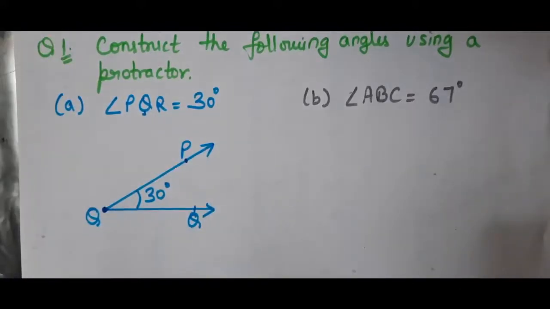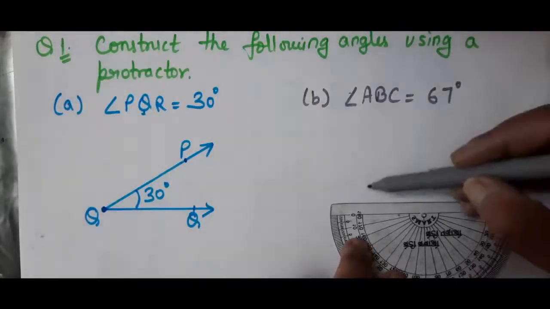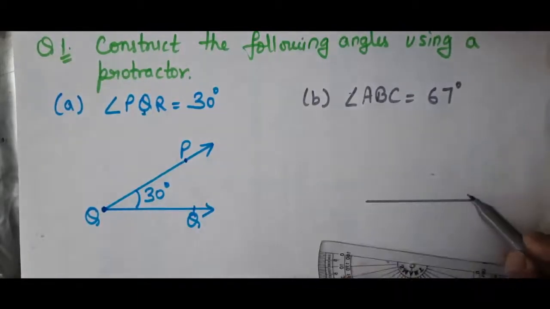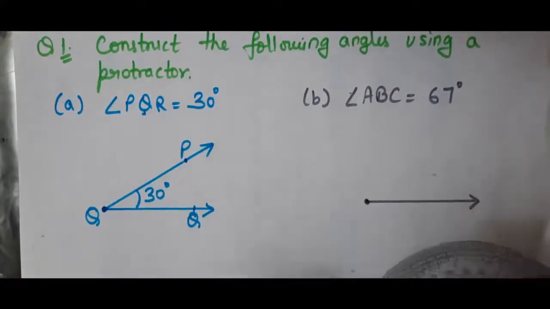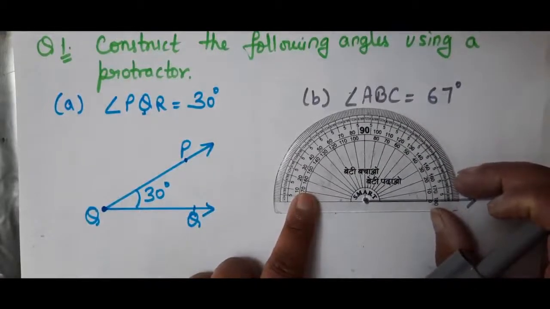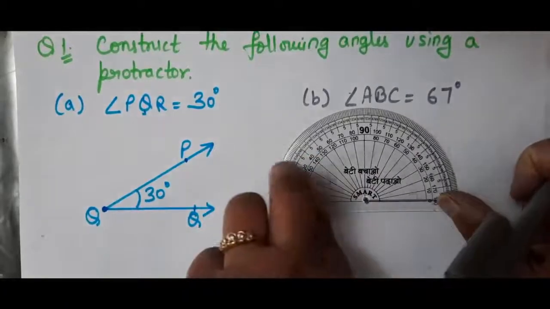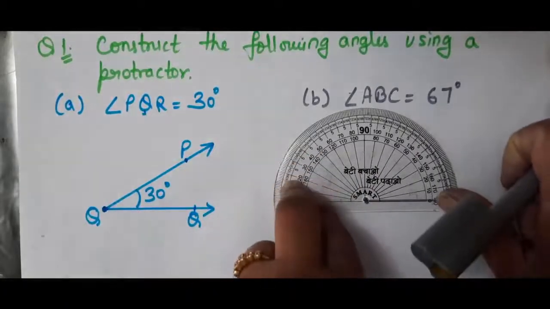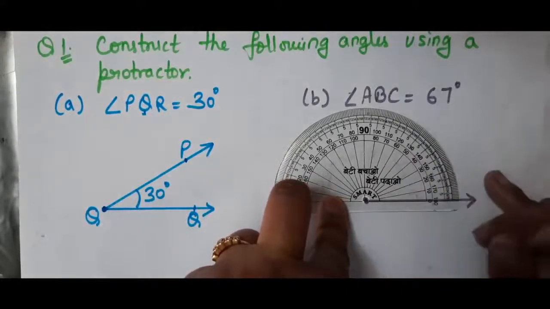Next is B part. Angle ABC is equal to 67 degrees. Now we will construct the angle of measure 67 degrees. So first step is same. Draw a ray, right? Highlight this point and place your protractor at this point in coincide with the ray. Now 67, you know that is less than 90 degrees, right? So we will make 67 degrees to the right side, to the ray side where our ray is.